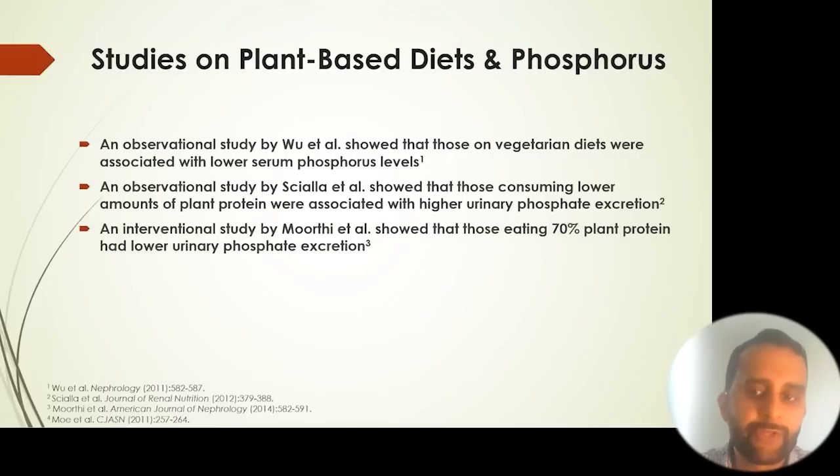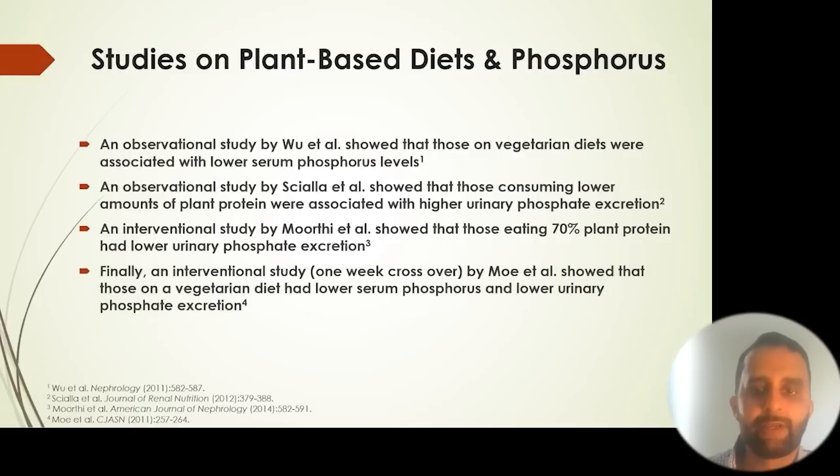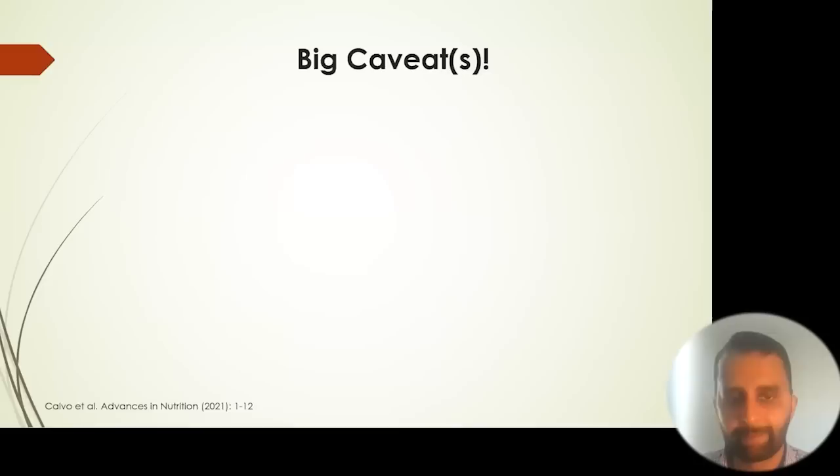Another interventional study showed that eating 70% plant protein had lower urinary phosphate excretion. And finally, an interventional study by Mo et al. showed that those on a vegetarian diet had lower serum phosphorus and lower urinary phosphate excretion.